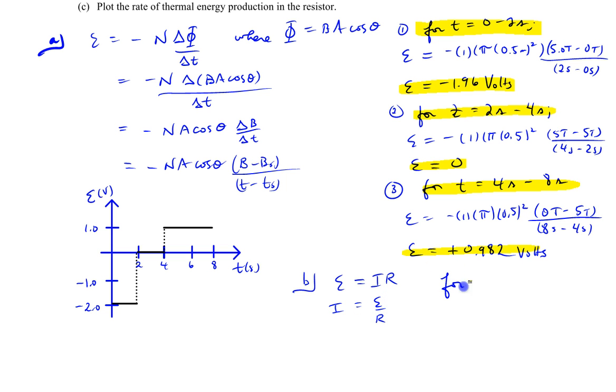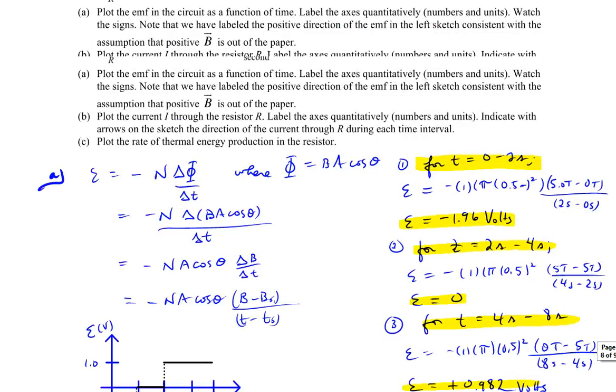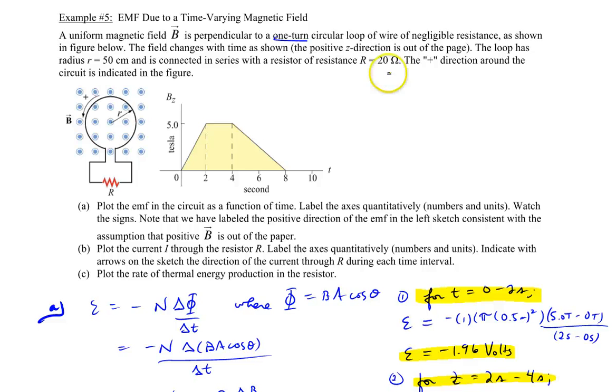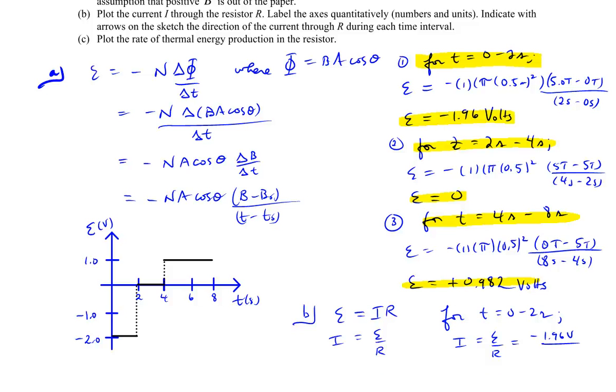So if I was looking for t equals 0 to 2 seconds, our current would be that voltage divided by the resistance. The voltage is negative 1.96 volts divided by our resistance. And our resistance is up here, must be indicated somewhere. Oh, there it is, at 20 ohms. So moving down here, let's go ahead and insert that into our equation. So we had 20 ohms, and that gave us a current of negative 0.098 amps for the 0 to 2 seconds.